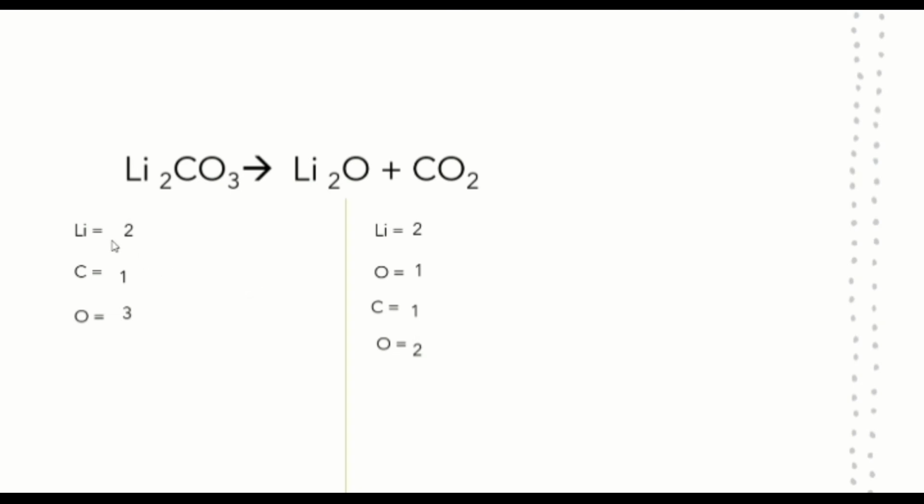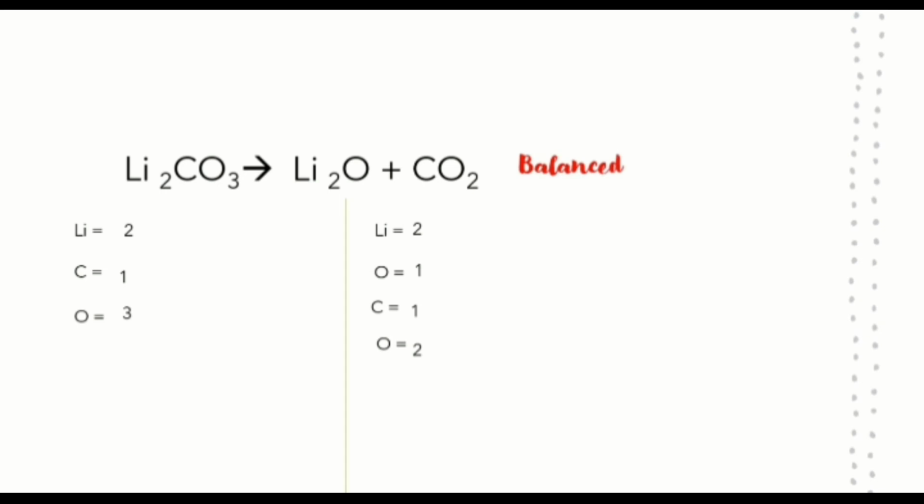Now let's analyze if the equation is already balanced. We have 2 lithium atoms on the reactant, on the product 2 also. So balanced. Carbon 1 on the reactant, on the other side 1 also. Oxygen 3, and then here we see a plus sign, so it means that we can add all the oxygen atoms here. So 2 plus 1, 3. The equation is already balanced.